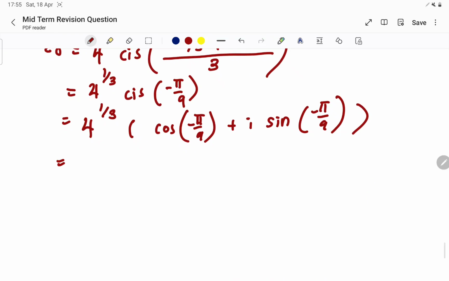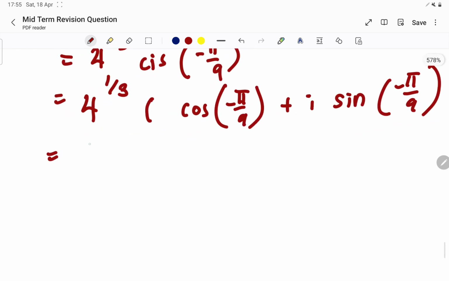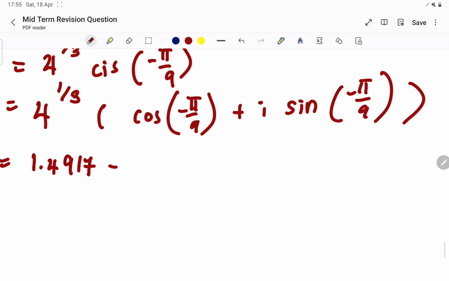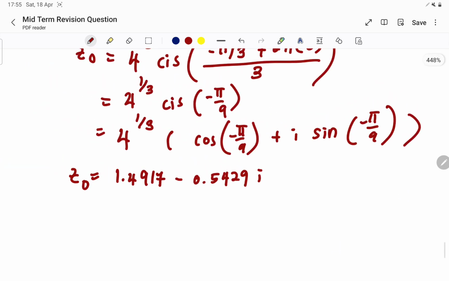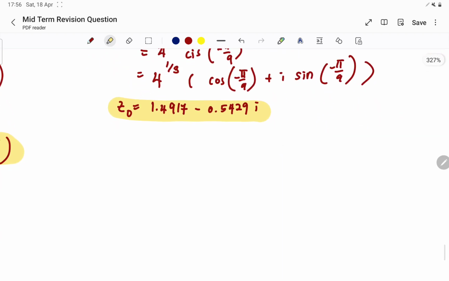So 4^(1/3) multiplied with cos(-π/9), you're going to get 1.4917, minus 4^(1/3) multiplied with sin(-π/9), then you're going to get negative 0.5429i. So this is your z0. Okay, now you do for z1.